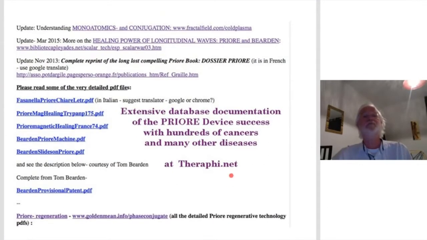So this ability to measure the spine liquid pump component, the Mayer wave, is inherent to the phase conjugate frequency recipe, which is what this is about. This is just showing some of the Priore documentation we have at theraphi.net static. These are extensive, long documents in PDF showing the details of the thousands of cases of cancer and other diseases that were healed by the Priore device, which we now believe that our device has the potential to go even farther. But we're conservatively waiting until we have the clinical documentation, taking it one step at a time.